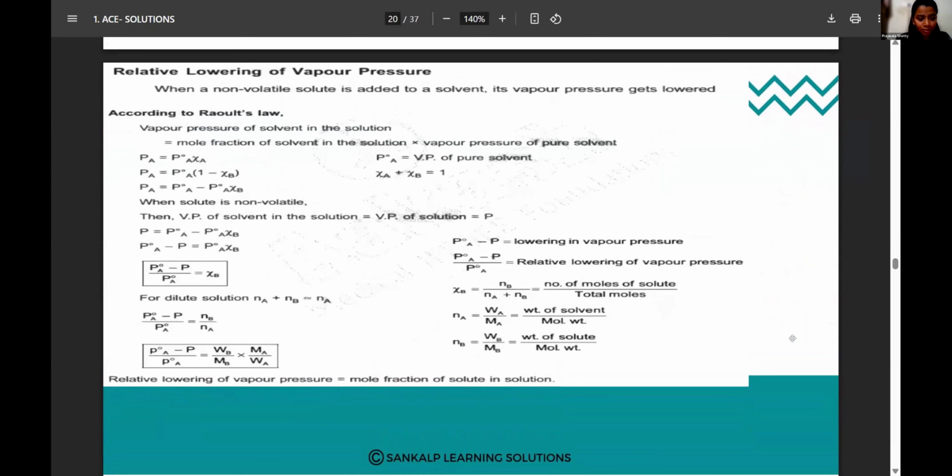In simple words, how can we tell it? The vapor pressure of a solvent in a solution is less than that of the pure solvent. Or you can define this as well: when a non-volatile solute is added, its vapor pressure gets lowered. This is one colligative property.